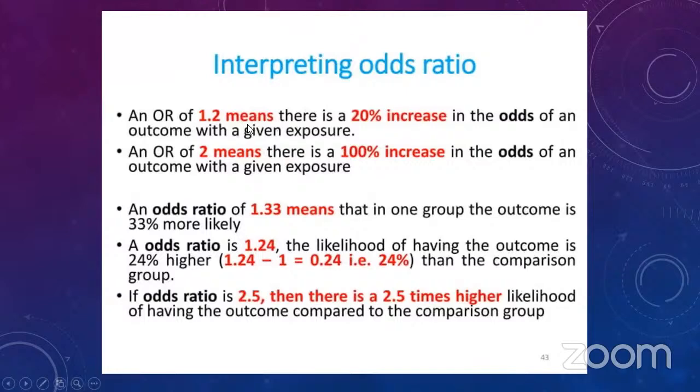If an odds ratio of 1.2 means there is a 20% increase, we subtract 1 from it. So if an odds ratio of 1.2 means a 20% increase in the odds, that is 1.2 minus 1, which is 0.2. So there is a 20% increase in the odds of the outcome with the given exposure. And an odds ratio of 2 means there's a 100% increase in the odds of an outcome with the given exposure.